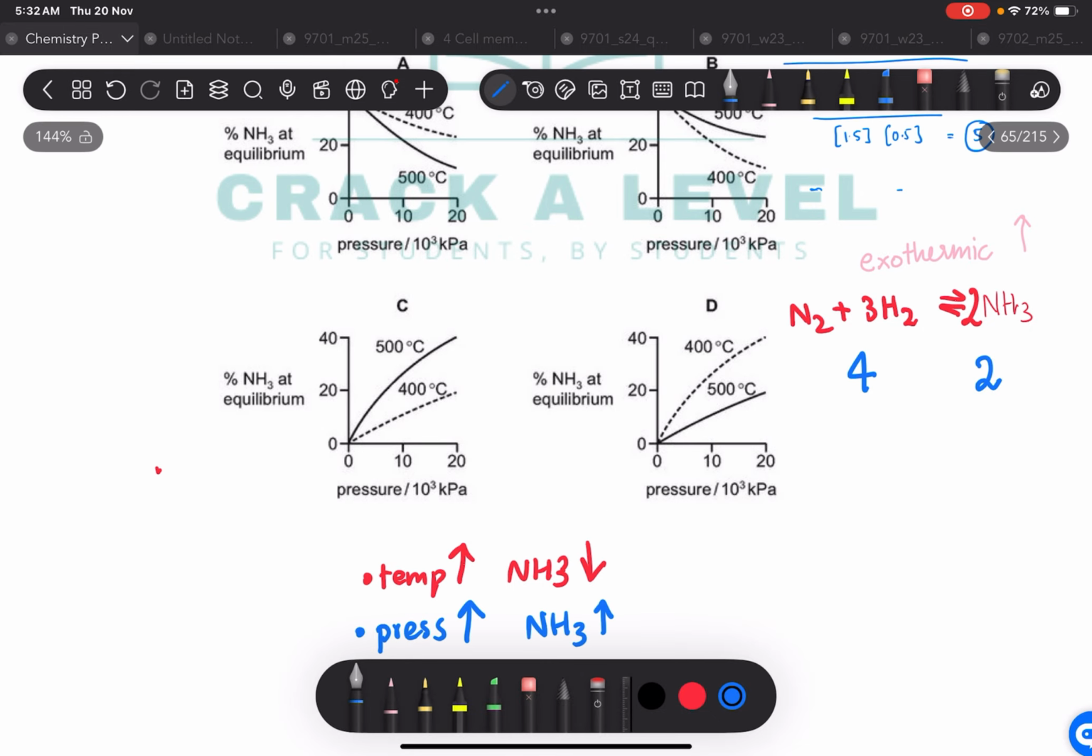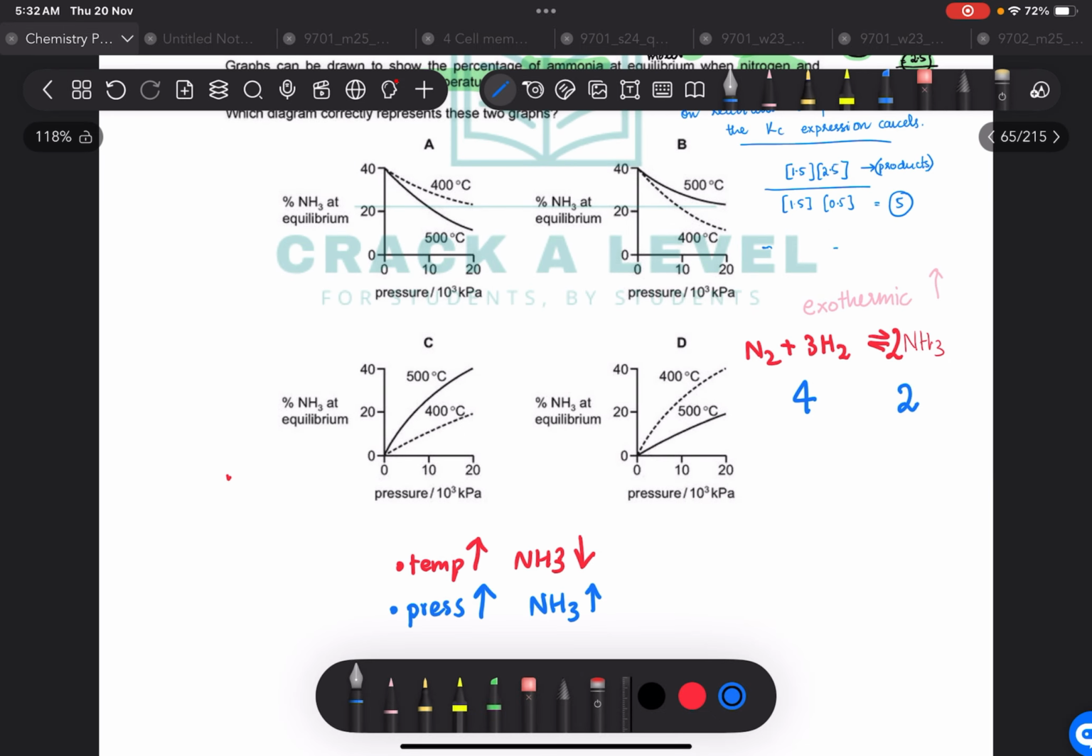So the first thing we know is that if we increase the temperature, ammonia should decrease. So for a higher temperature, less ammonia should be formed. This one. Okay, for a higher temperature, less ammonia should be formed. So this one. Next is pressure.